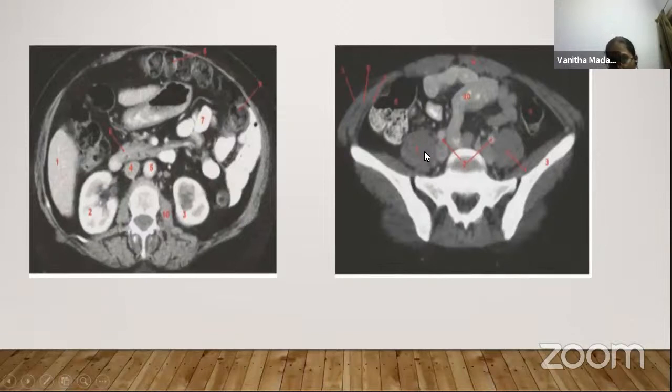So this is at the level of the pelvis, sir. What is 3, Muni? The numbers are not visible clearly, sir. He's showing you doing the pointer, no? Sir, iliac bone. Iliac bone, sir. Okay. Put the pointer, Vanita.